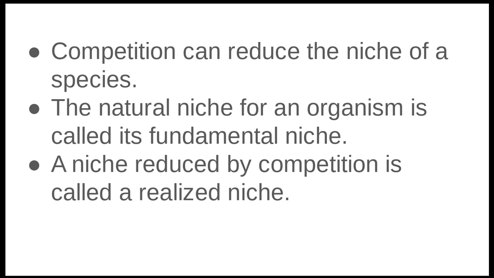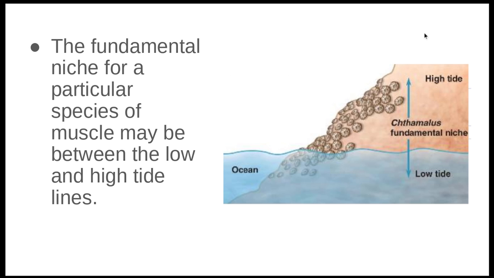Competition can be reduced by reducing niches. The natural niche for an organism is called its fundamental niche. So if you consider every place that an organism could live, every food source that an organism could eat, every place that an organism can breed, you're looking at their fundamental niche. It's all the possibilities. But that fundamental niche can be reduced into something called a realized niche in order to reduce the competition and allow for two species to exist within the same niche.